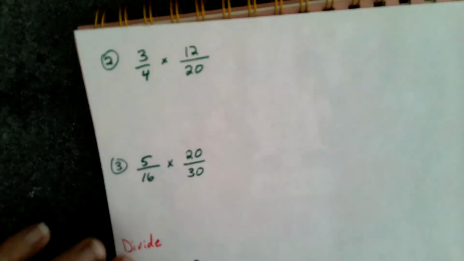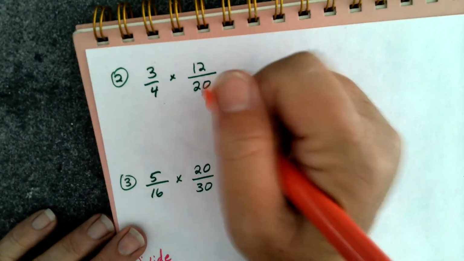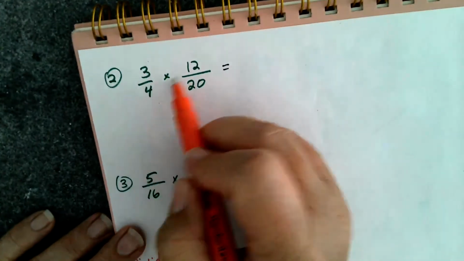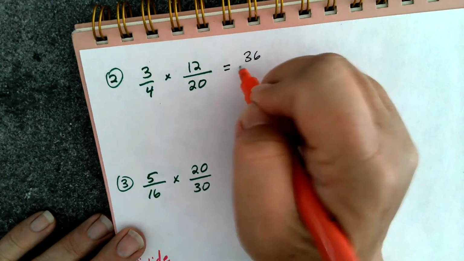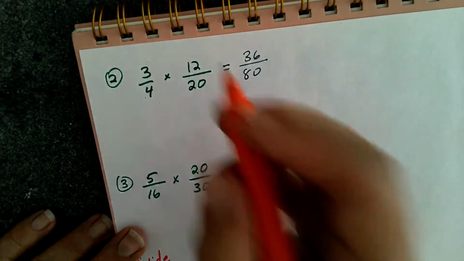So we have 3 times 12 over 4 times 20. 3/4 times 12 over 20. So 3 times 12 is 36, and 4 times 20 is 80. Now I'm going to do the factor ladder for each.